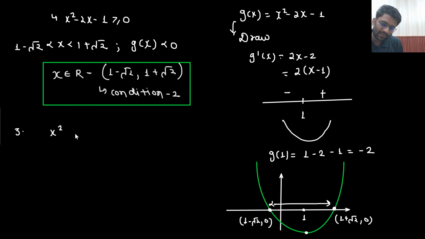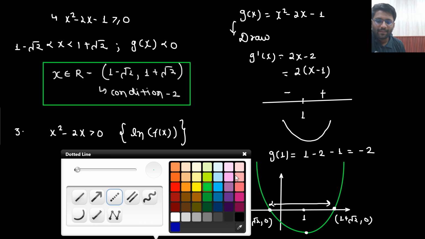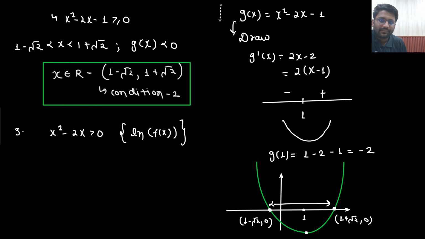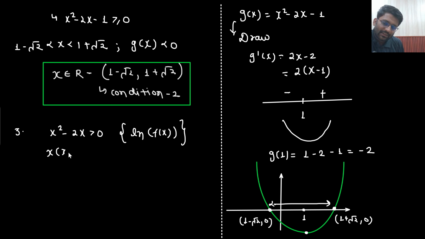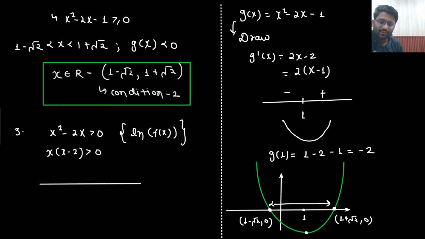So x square minus 2x should be greater than 0. Who is saying that? ln fx is saying that. Whatever is written inside me should be greater than 0, otherwise I will not be happy, right? That means x square minus 2x should be greater than 0. So this is the rough work we have done. Now again I will have to draw the graph of x square minus 2x, or I don't need to draw the graph. What I can see is that x into x minus 2 should be greater than 0. I can take x common, no? So what I am saying is that x into x minus 2 should be greater than 0.